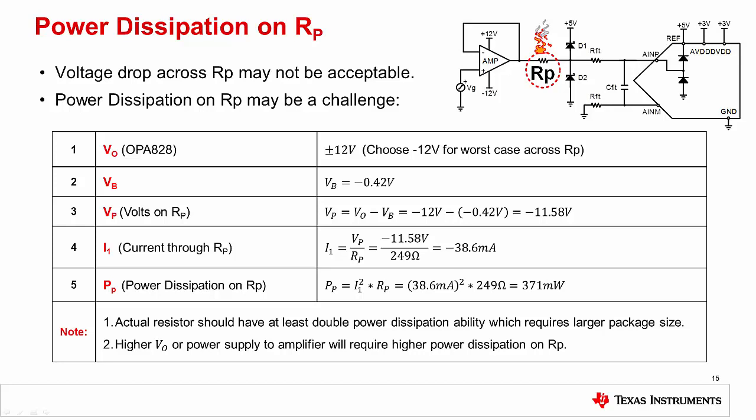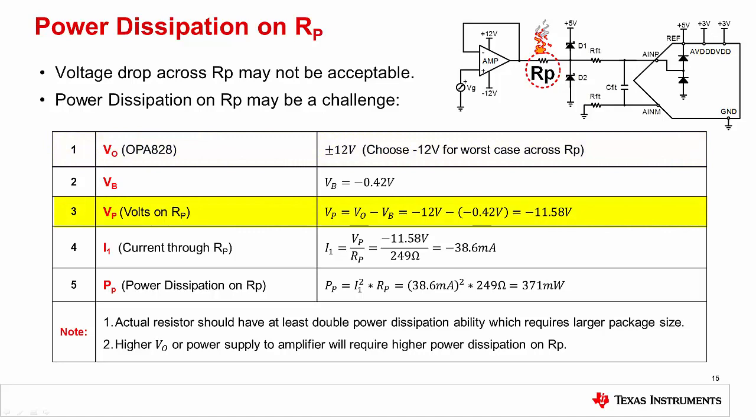Under a fault condition, the output current for the amplifier can be significant, so the power dissipation of the amplifier and series resistor can also be high. In the case of the resistor, it is important that the correct power rating is selected so that the resistor is not damaged. The worst case power dissipation in RP occurs when the amplifier output is negative 12 volts.